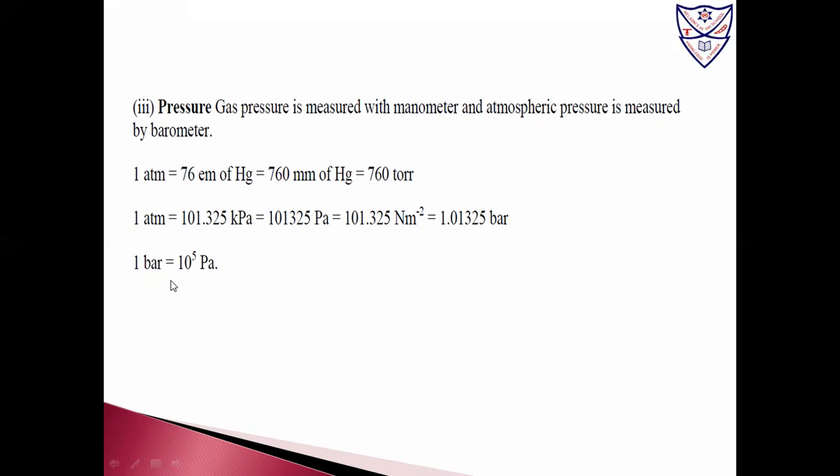So basically 1 bar equals 10 raised to 5 Pascal. The unit is Pascal. Okay. So 1 atmosphere equals 101.325 kilopascal, which is equal to 101325 Pascal, which is equal to this much Newton per meter square, which is equal to this much bar. So basically we can write 1 bar equals 10 raised to 5 Pascal.